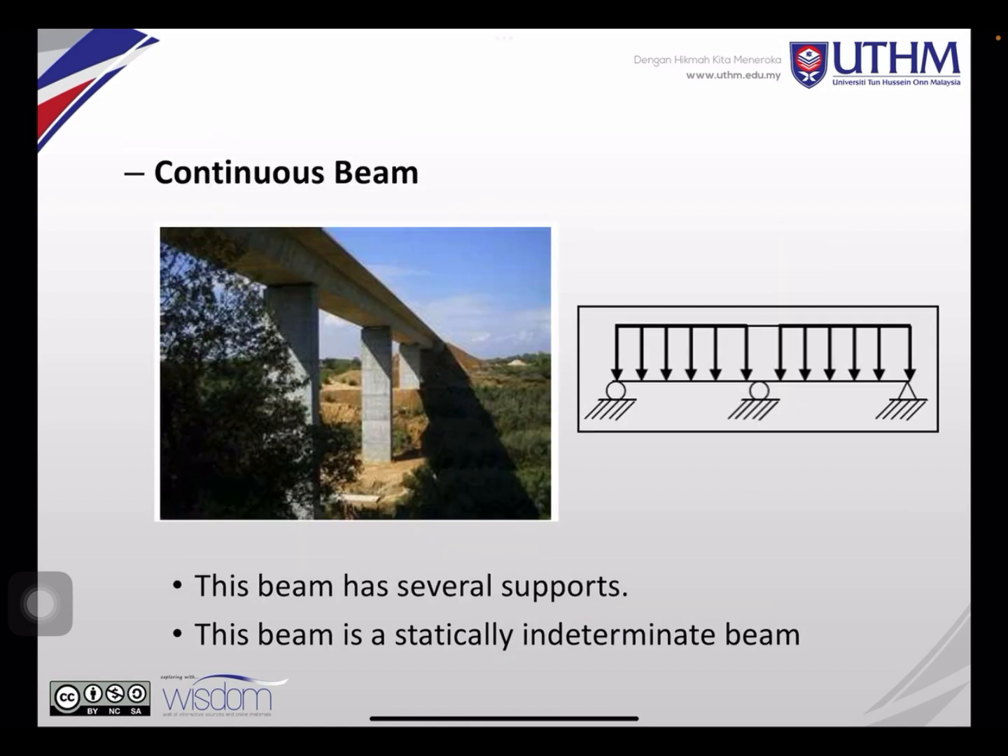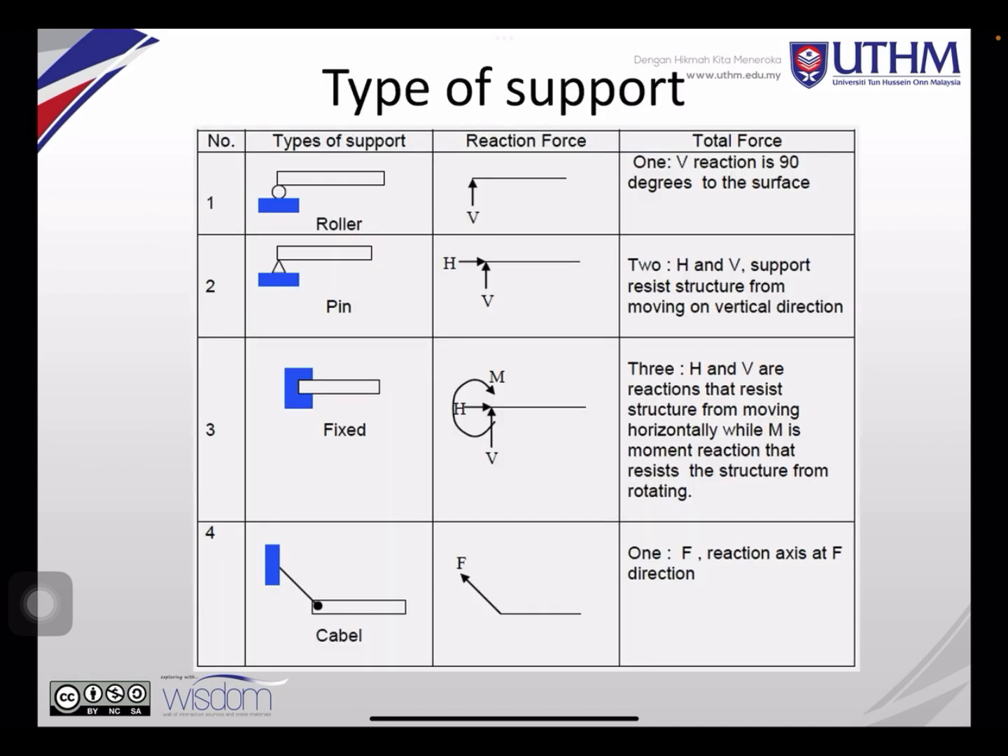So how about the continuous beam? A continuous beam has several supports. It has so many supports, you can see here. So you have pin, roller, for example here. So you have 4 reactions. 4 reactions is greater than 3, so you cannot determine it with the equilibrium equations. You need another method to do it. So this is a statically indeterminate beam.